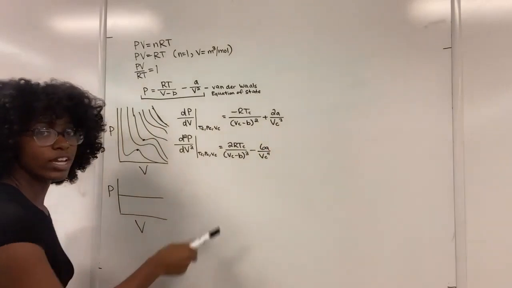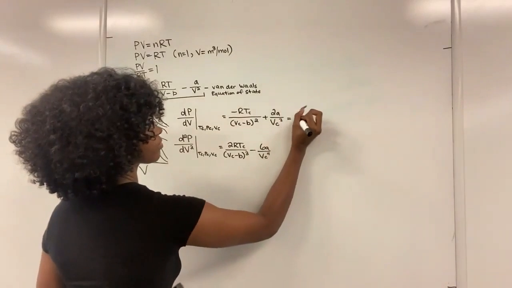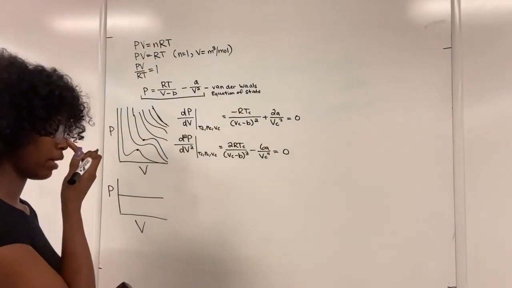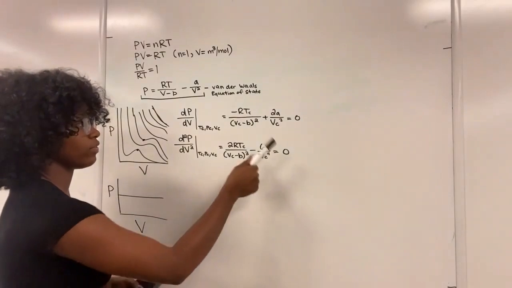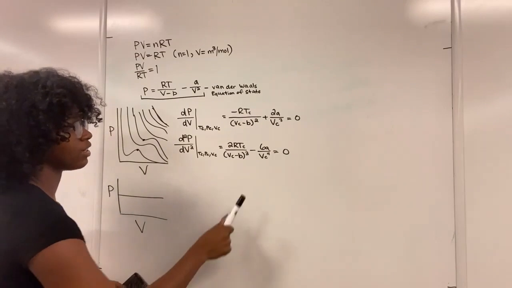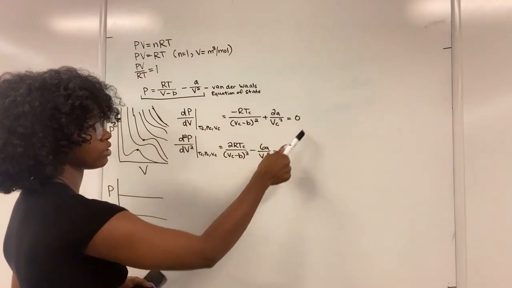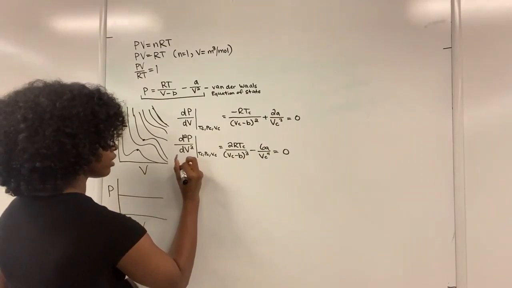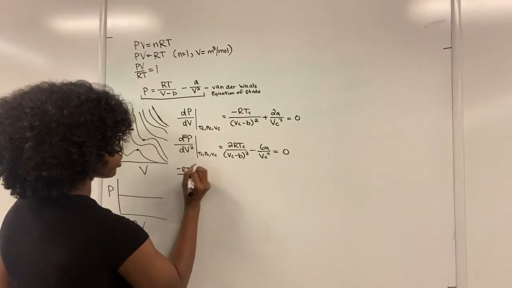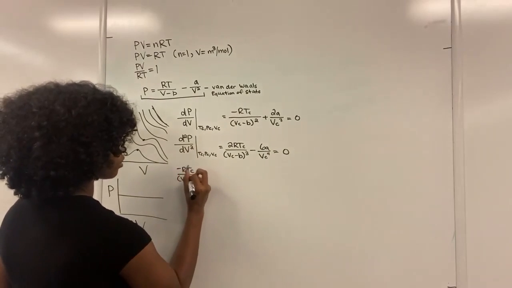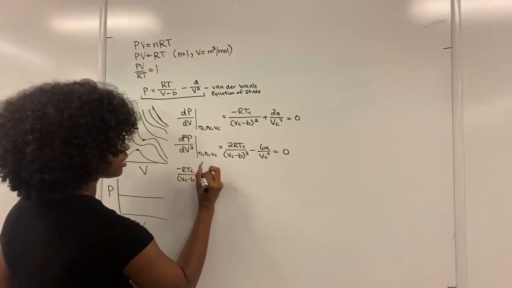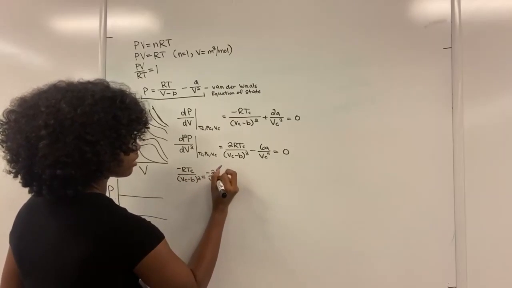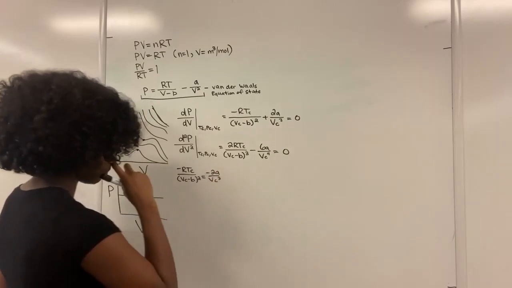And we can set these equations equal to 0 and solve for our A and B terms. So now that we've done that, I will go ahead and subtract this term to the right and add this term to the right, so that we are left with negative R times the critical temperature divided by the critical volume minus B squared is equal to negative 2A divided by the critical volume cubed.